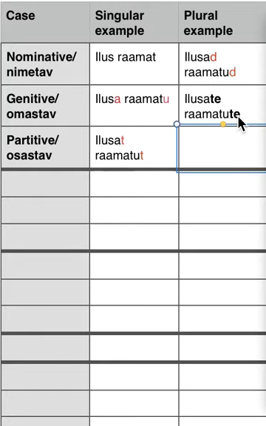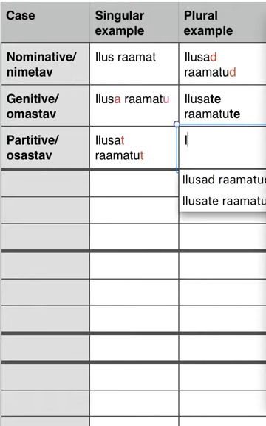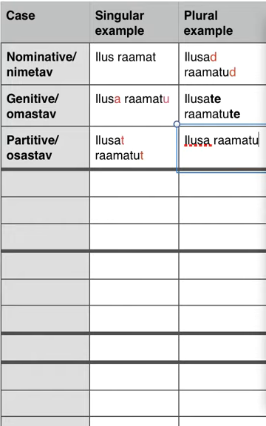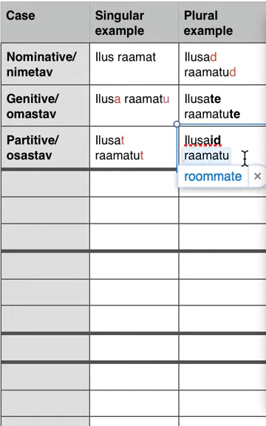Alright, so moving on to the last case, which is plural partitive. We can again write out the singular genitive ilusa raamatu. Now, the ending for this. These are not something that can be actually thought up on the spot. These need to be memorized, studied by heart. For plural partitive, the ending is id for both of the words.